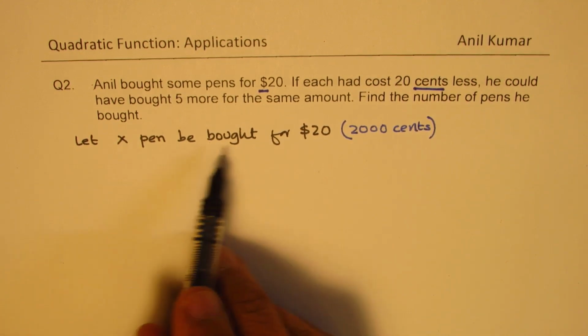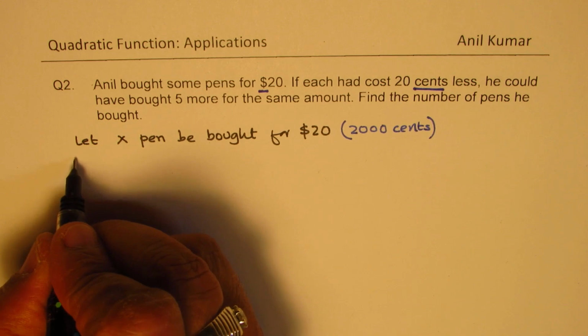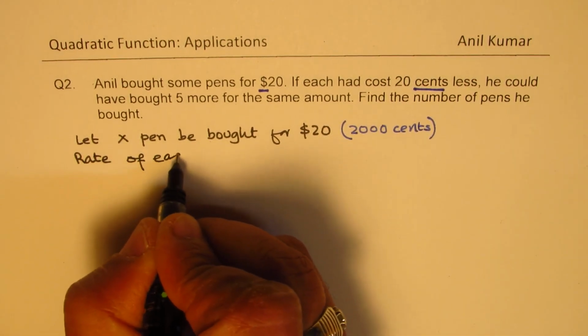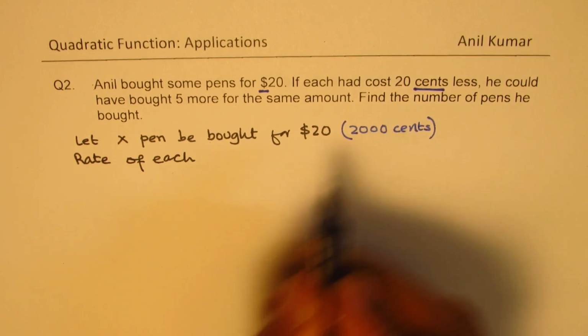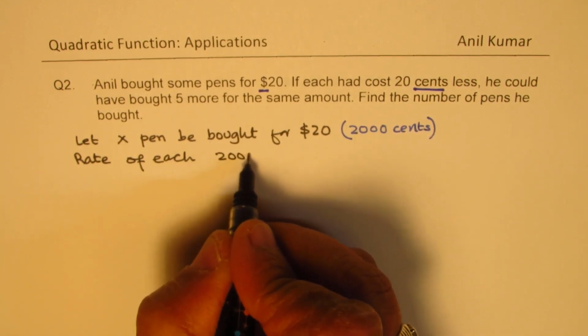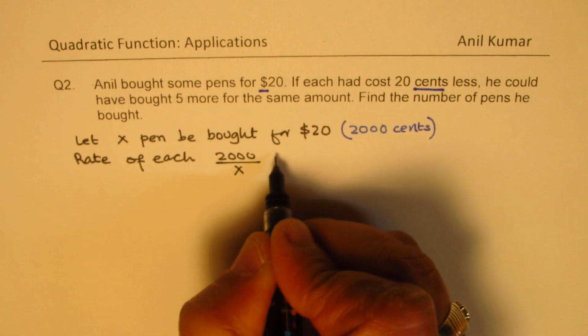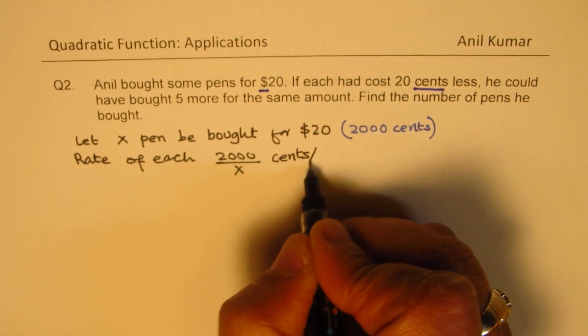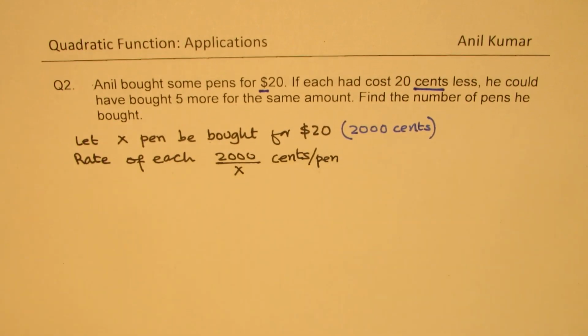Now, let x pens be bought for $20. That means the rate of each is going to be, we'll write it in cents, 2000 over x cents per pen, right? Each. Clear? So that is the first scenario.